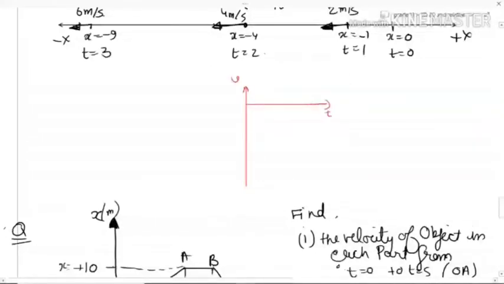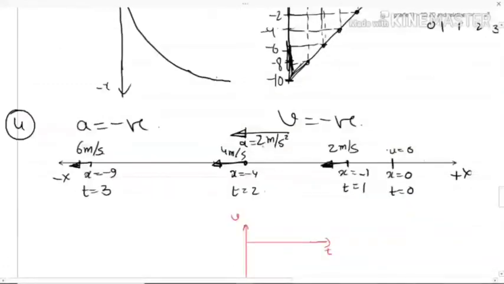This will be the velocity time graph. Can you see the acceleration was negative 2 meter per second square every time? And can you see the velocity was increasing uniformly every 1 second?